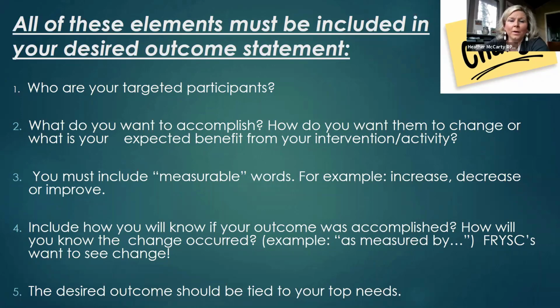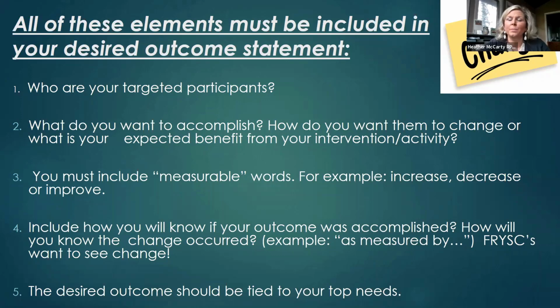And then number 4, include how you will know if your outcome was accomplished. How will you know that a change occurred? For example, you're going to use as measured by, because again, as FRISC, we want to see change. You want to think about what type of data you'll be using, and the division strongly recommends outcome data.